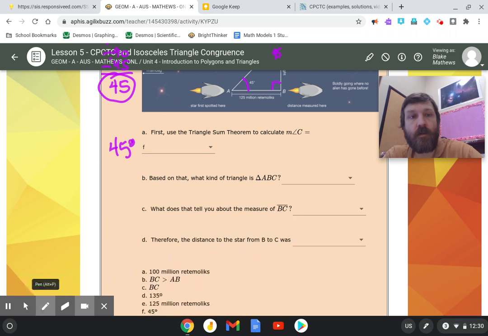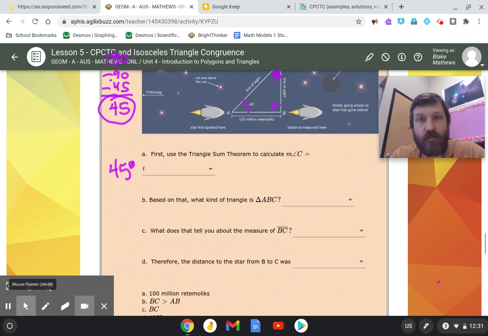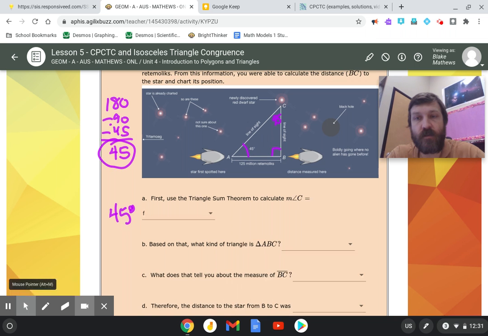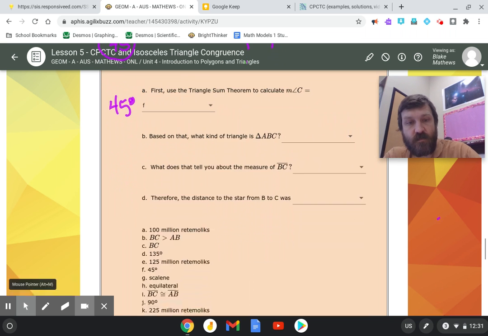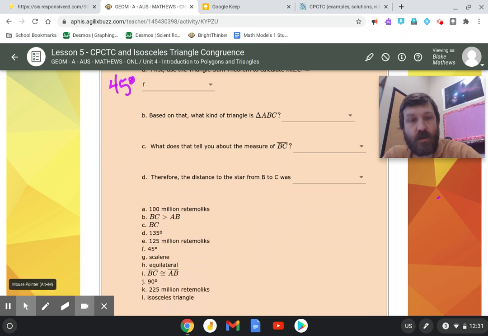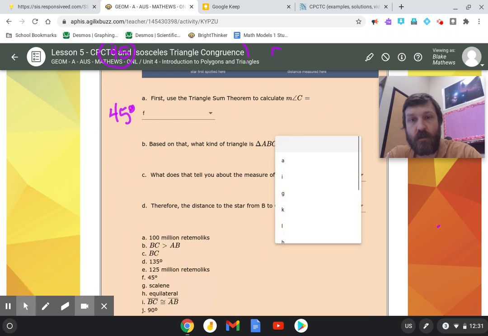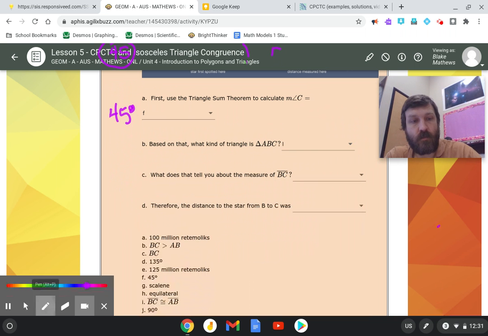All right. Based on that, what kind of triangle do you have? Well, if we have two angles that are the same, then that is an isosceles triangle. So that's going to be answer choice L. We have an isosceles.